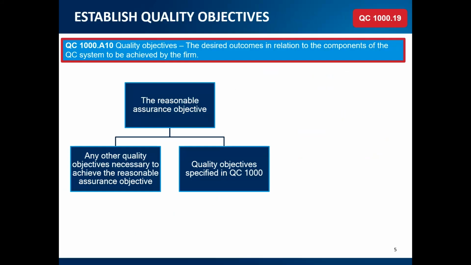This is referred to as the reasonable assurance objective. As a reminder, reasonable assurance is not absolute assurance, but it is a high level of assurance.